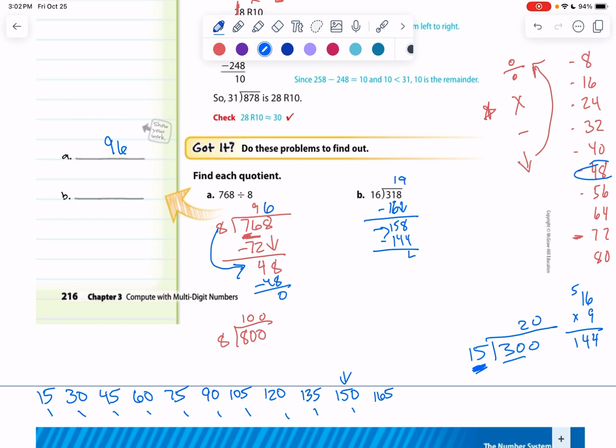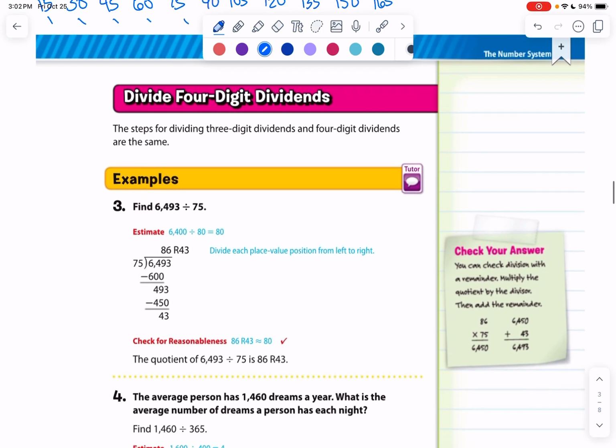8 take away 4 is 4. 5 take away 4 is 1. And we have nothing else to bring down. So this one has a remainder. Remainder 14. Very soon we will learn that the next step would be to put a decimal and add a 0 and bring down the 0. We're not doing that in this lesson. We're just going to write the remainder. So we can make 19 groups of 16 out of 318 with a remainder of 14. All right, let's move on.